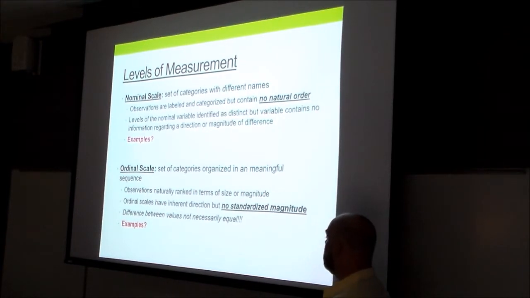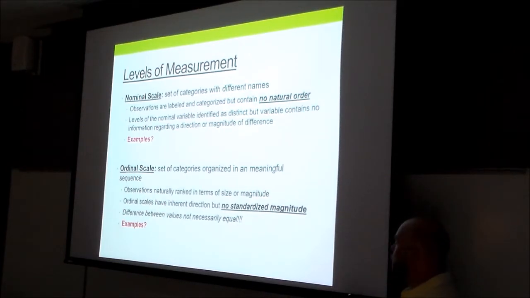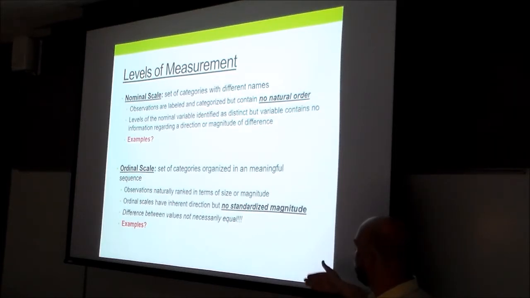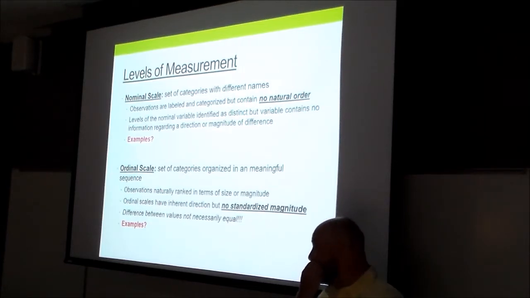Ordinal scale, right? These are sets of categories, but a key feature of an ordinal scale is we've got a meaningful sequence, okay? We are ordering these in terms of size, magnitude, but the important thing to remember is there's inherent direction here, but no standardized magnitude. The differences between values are not necessarily equal. They might be, but they're often not. Can someone give me an example of an ordinal variable?